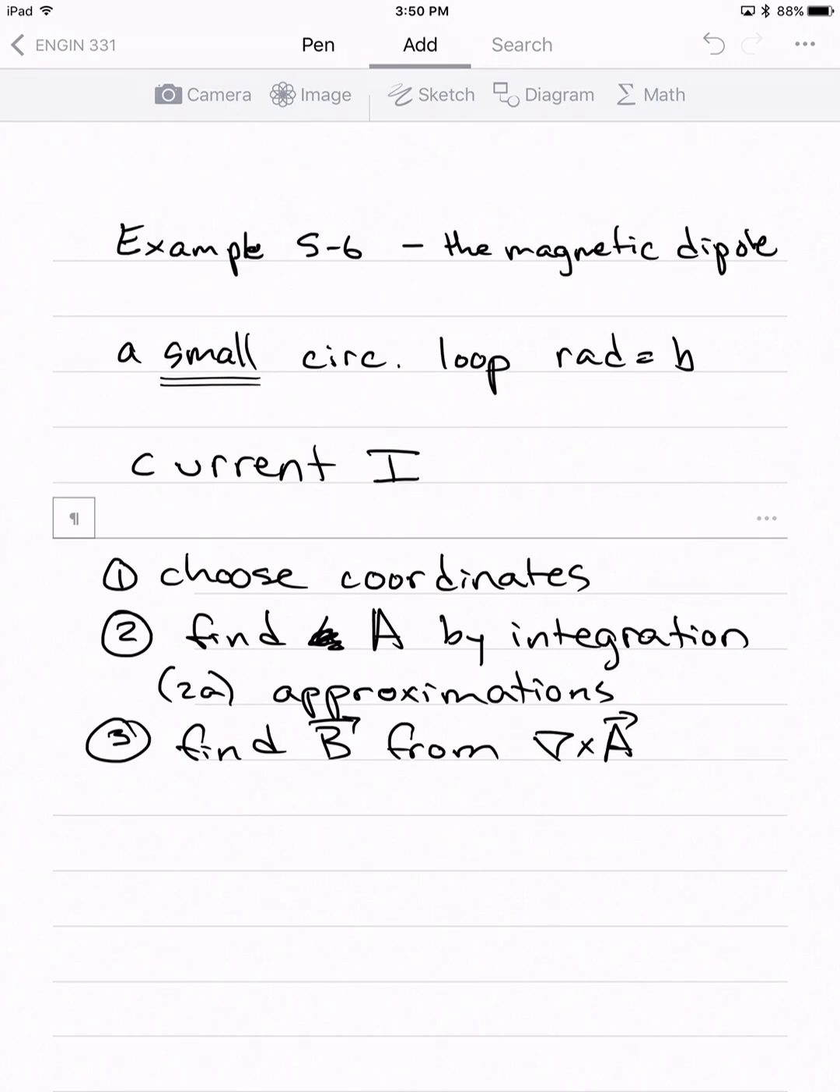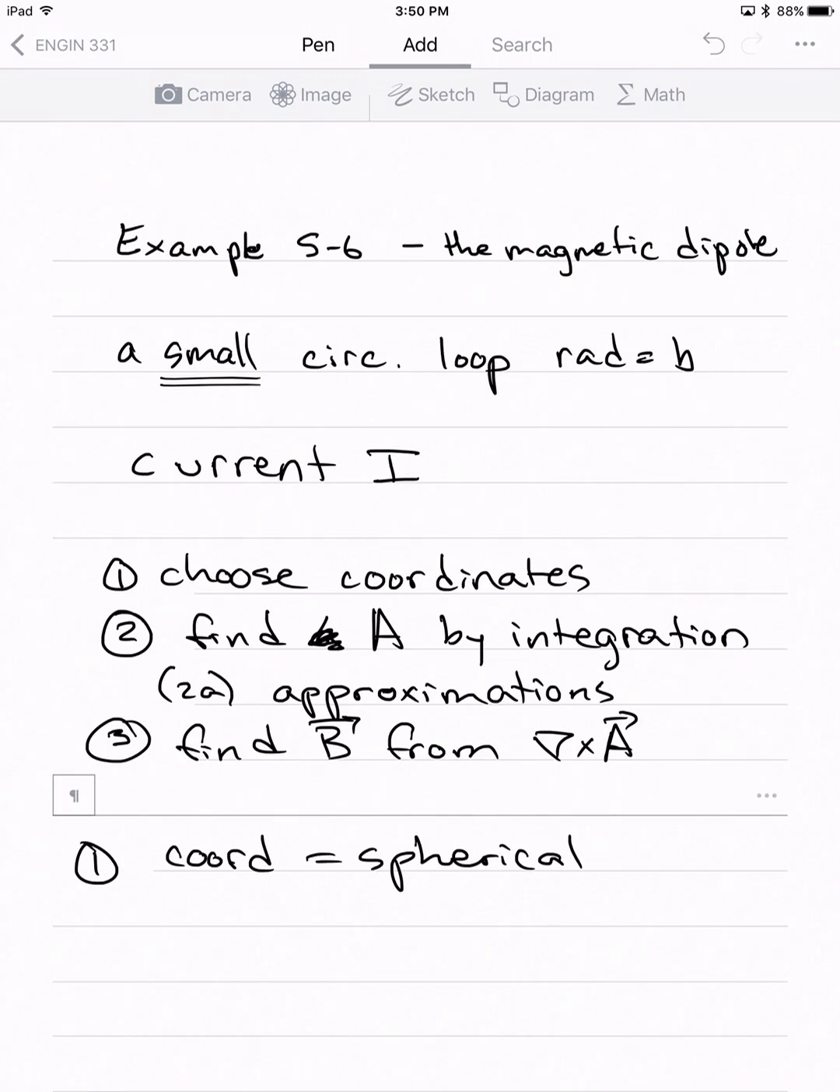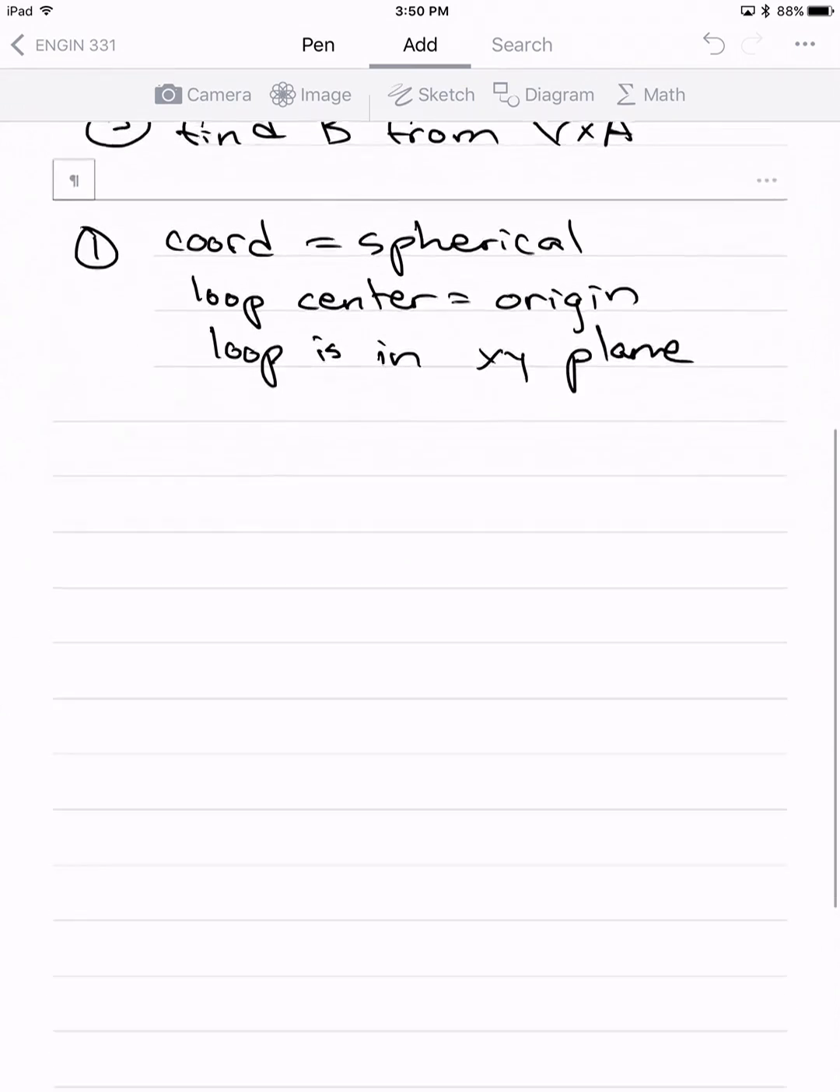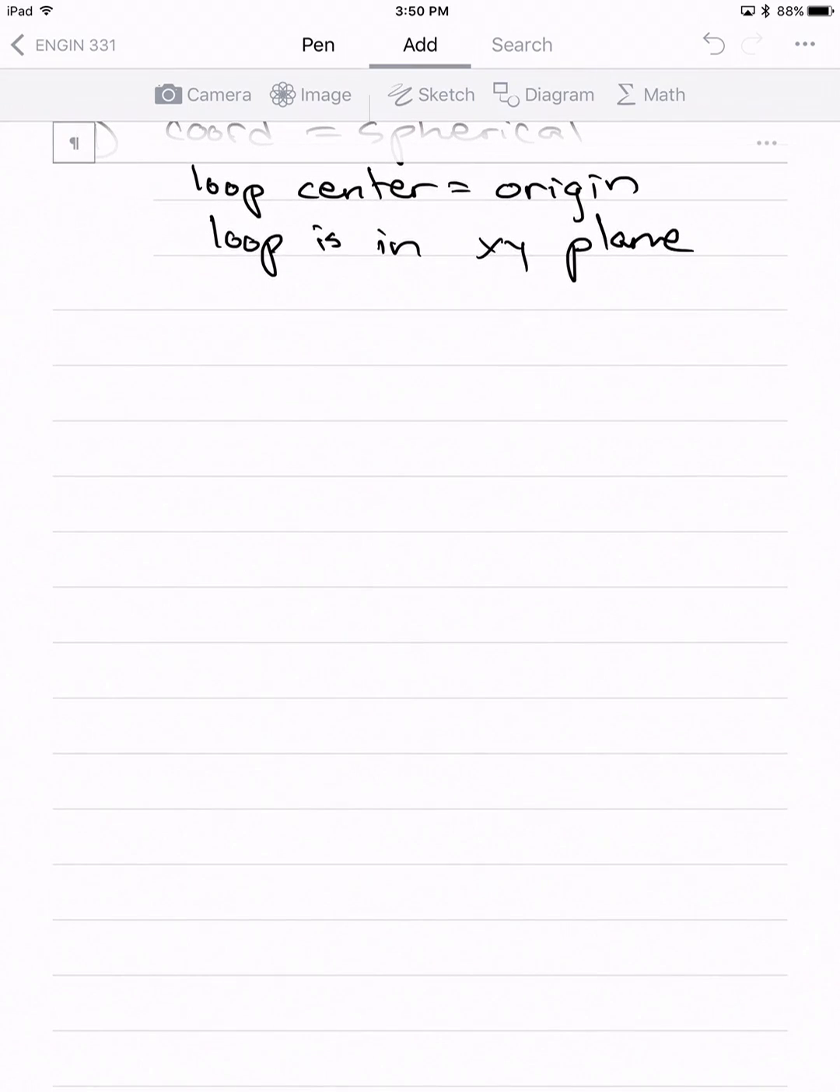All right, so step 1. The coordinates are going to be spherical. The center of the loop is at the origin, and the loop is in the xy plane. Let me draw you a picture of that real quick.